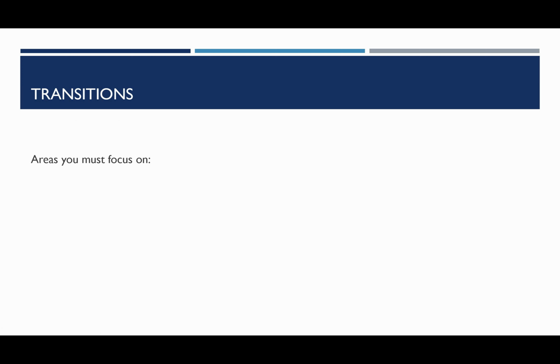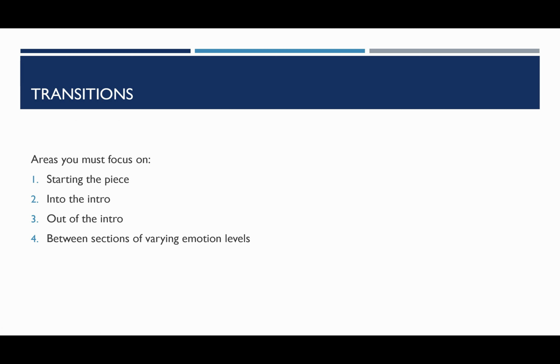So, when we're thinking about transitions in Interp, which I think are super important and often the most commonly missed things of interps I see at tournaments, there are several areas you want to focus on. Starting the piece, going into the intro, coming out of the intro, transitioning between sections of varying emotional levels, and ending the piece. Now, in this video, we're only going to focus on the ones to do with starting and ending the piece and going in and out of the intro, and I will save the one on emotion levels for the following video because that's kind of a separate thing to think about.